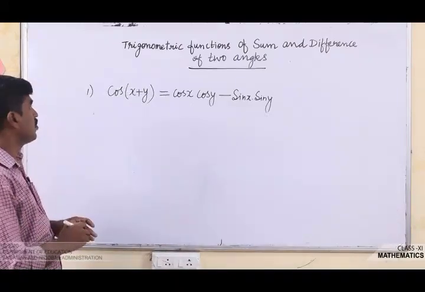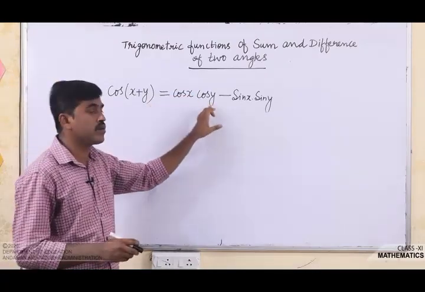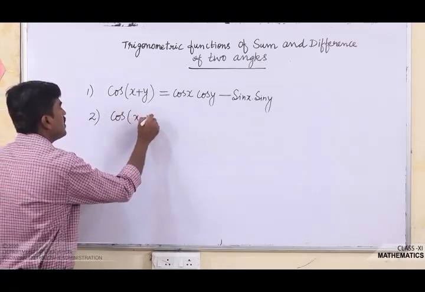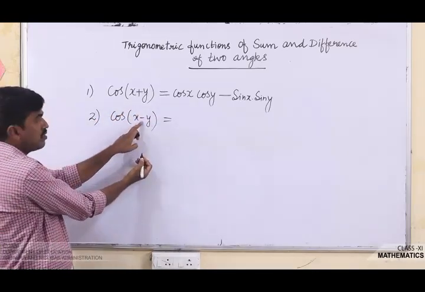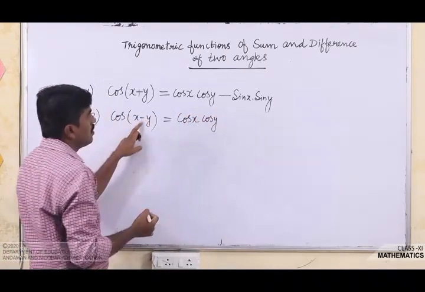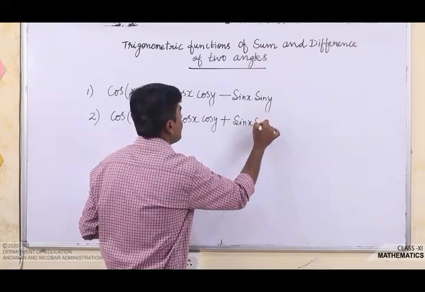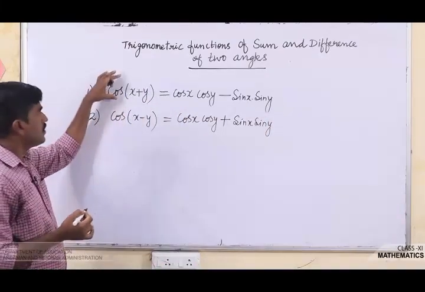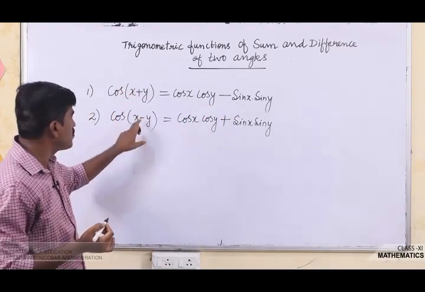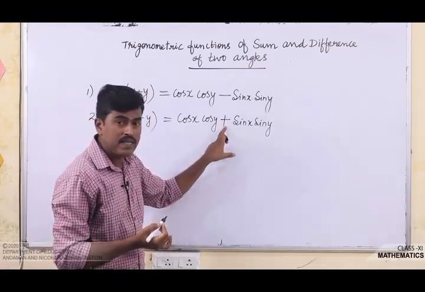Clear? So this is the first formula for trigonometric functions of sum and difference of two angles, that is cos of x plus y is equal to cos x cos y minus sin x sin y. And the second one is cos of x minus y. Now minus is there, cos of x minus y, so the terms are same here, but now it is plus sin x sin y. You see, if it is cos of x plus y, here it is minus; if it is minus in the x minus y term, then there is plus in between the two terms.